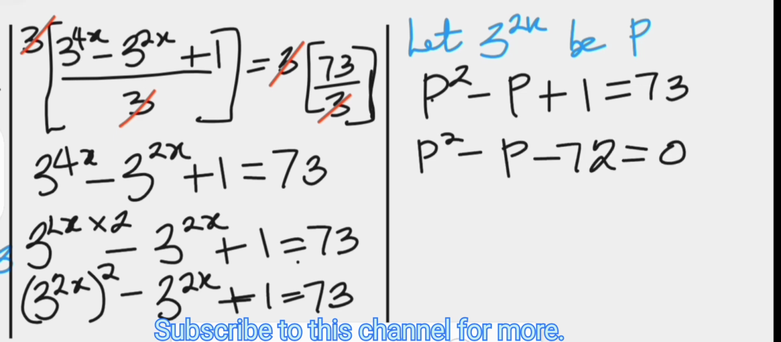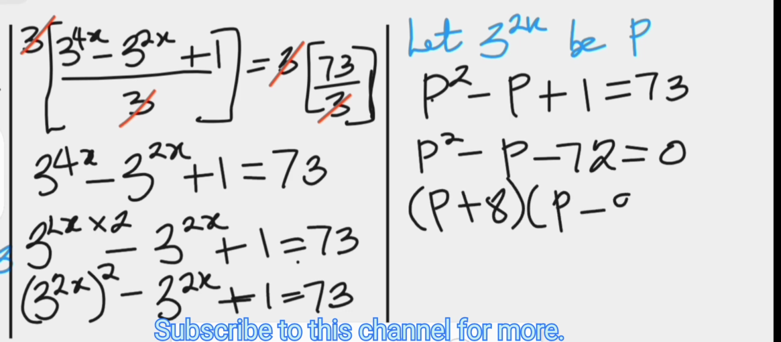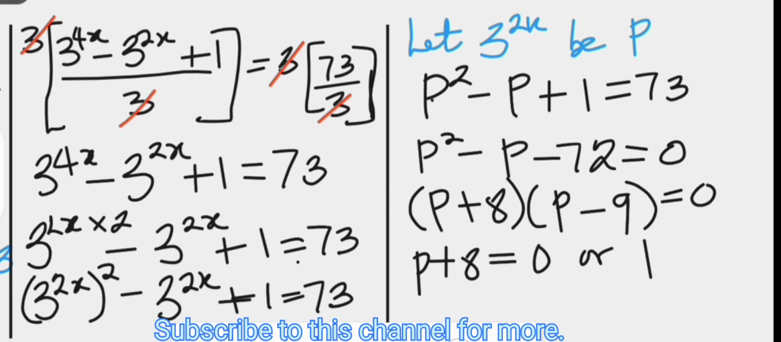This way, we have been able to reduce the equation to a quadratic trinomial, where we now factor the resulting equation p squared minus p minus 72 equals 0. The factors of negative 72 that will give us negative 1 are plus 8 and minus 9, so that the trinomial factors are p plus 8 times p minus 9 equals 0, which means that p plus 8 is 0 or p minus 9 is equal to 0.